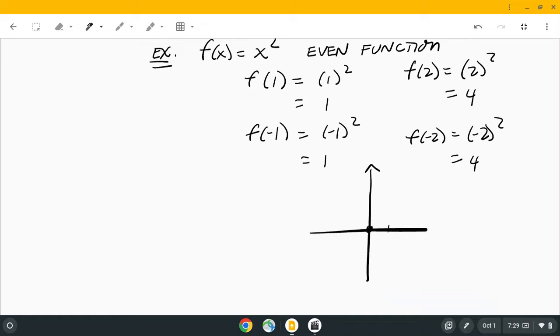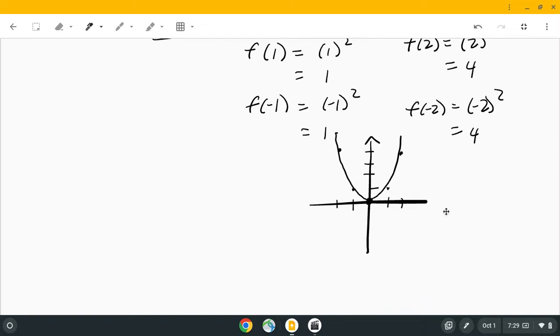And when we graph this, we get 0 here, 1 here, negative 1, 1, 2, 4, negative 2, 4. The graph is symmetric about the y-axis, and we do see that. Here's the y-axis, and the right side mirrors the left side.